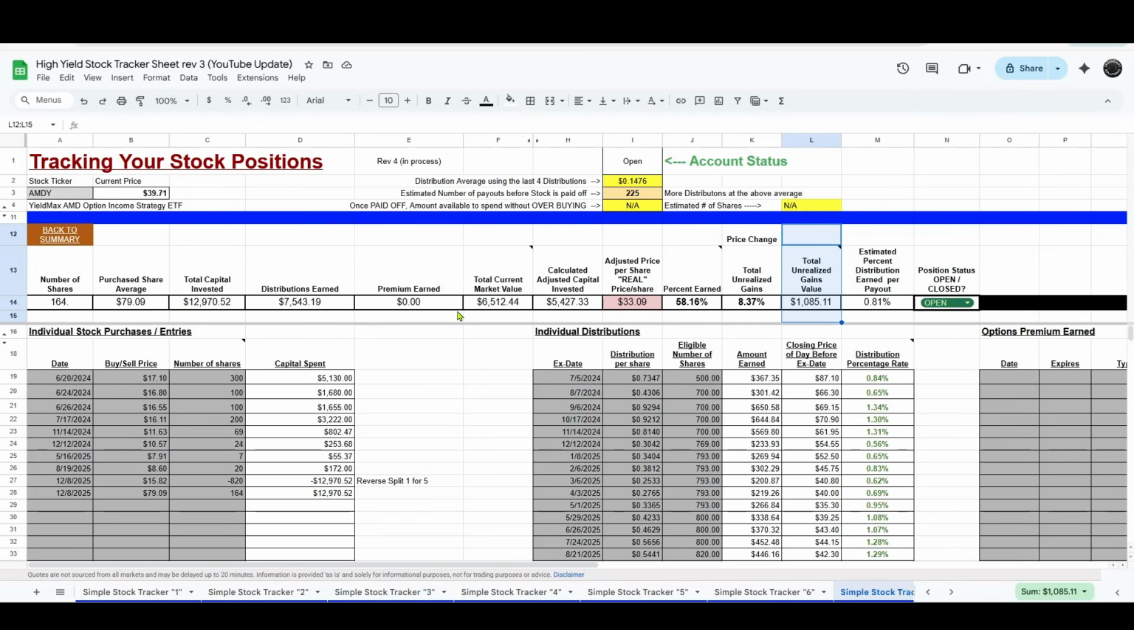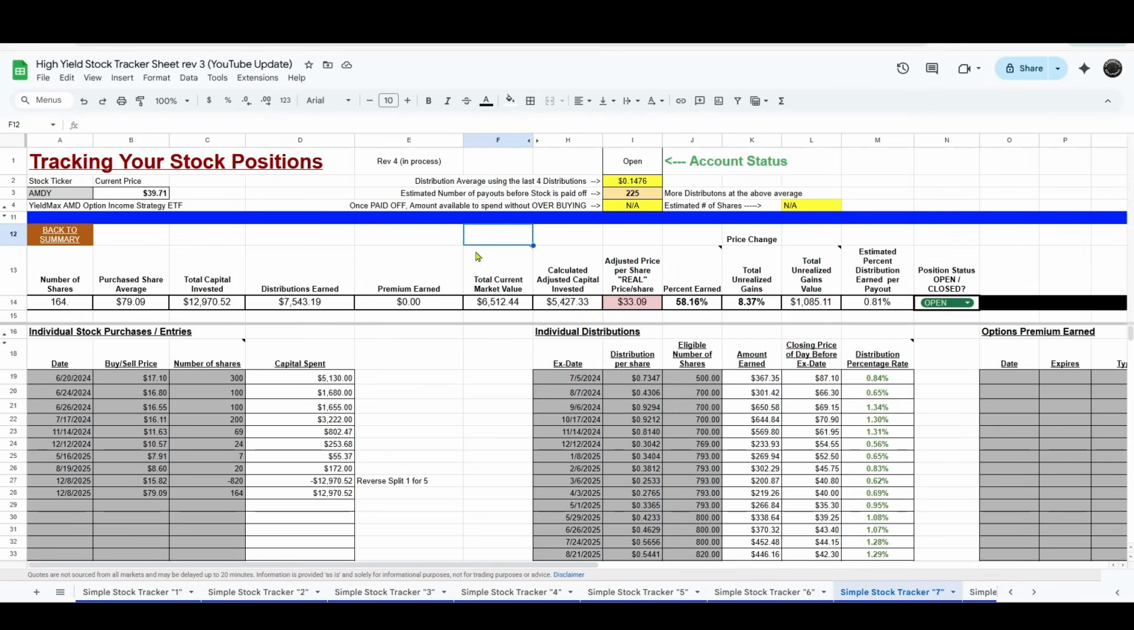Now, I do not do 100% drip, right? Because if I did, now that would be a different story, right? Because then I would be looking at a real price per share of $79 and a current price of $39. Well, that I ain't liking that very much. But that's why I don't use drip. And that's why I also am very surgical in my purchase prices.